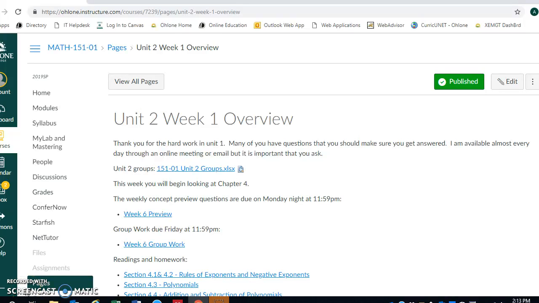This week we start Unit 2, which will cover chapters 4 and 5. I can't possibly overstate the importance of chapter 5 and learning how to factor and eventually solve quadratic equations using factoring. That's an important skill that you'll need moving forward. For this week, you're going to begin by looking at the rules of exponents and then start looking at polynomials and how to add and subtract polynomials.